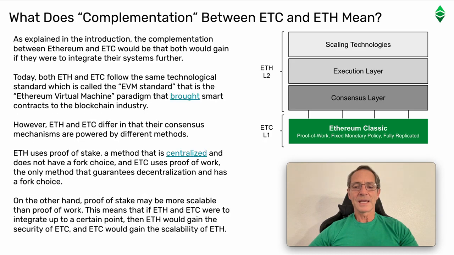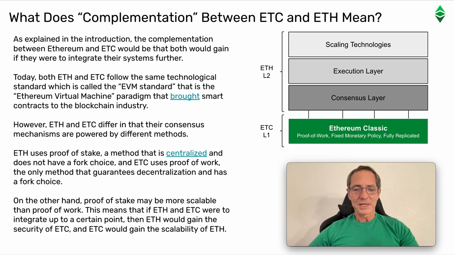What does complementation between ETC and ETH mean? As explained in the introduction, the complementation between Ethereum and ETC would be that both would gain if they were to integrate their systems further. Today, both ETH and ETC follow the same technological standard, which is called the EVM standard, that is the Ethereum virtual machine paradigm that brought smart contracts to the blockchain industry.